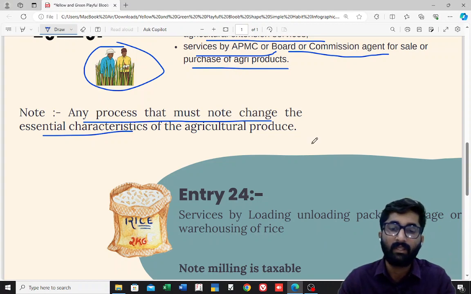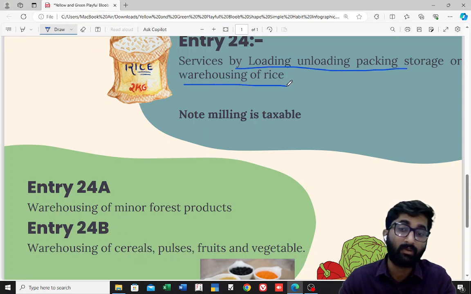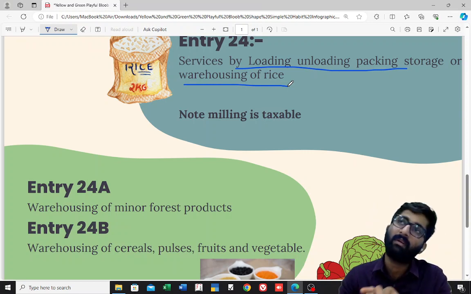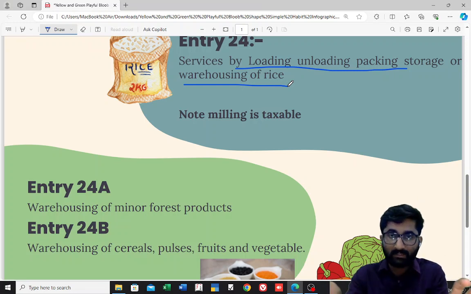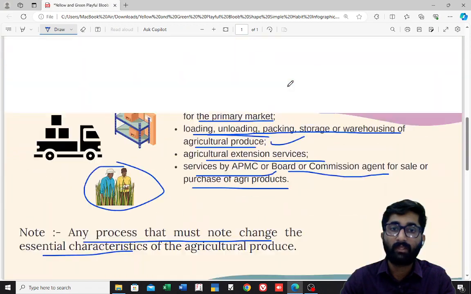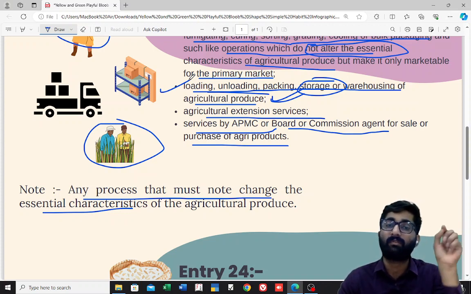Now the best example is given here. See, entry number 24 says that services by way of loading, unloading, packaging, storage or warehousing of rice is exempt. Rice is exempt. Now you can ask me one question, sir, rice is not agricultural produce, no? Yes, rice is not agricultural produce, paddy is agricultural produce. Paddy is agricultural produce, but rice is not agricultural produce, that is a processed item. But here in this point, they told that loading, unloading, packing, storage or warehousing of agricultural produce is exempt. Rice is not exempt.